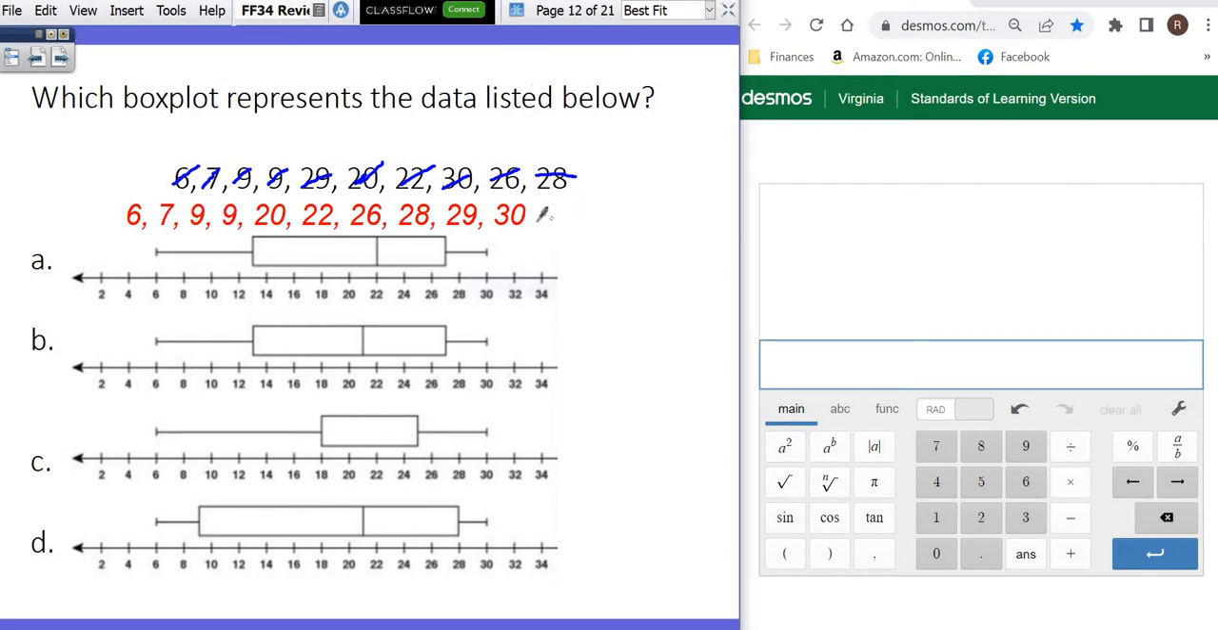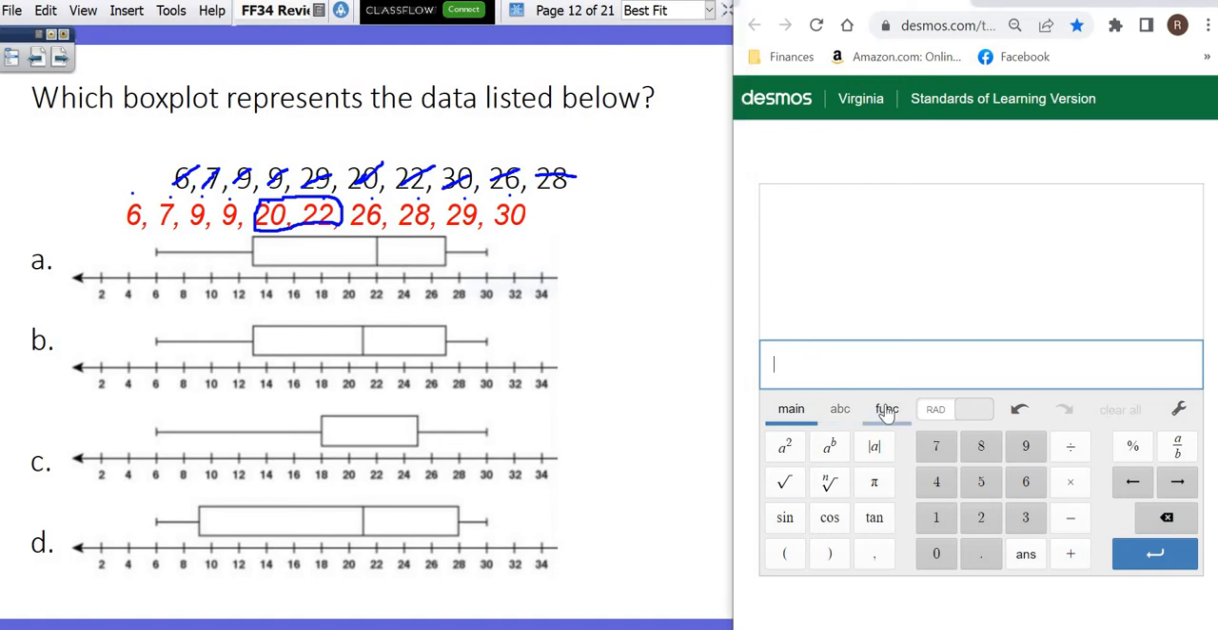Okay, so the first thing I'm going to do is figure out the median, because we need to figure out which box plot is represented by this data. So I'm going to put my dots here. I'm splitting the data in 2 pieces. If I look, I've got 5 on this side and 5 on this side. So I'm going to have to take these 2 numbers right here and figure out what my median is.